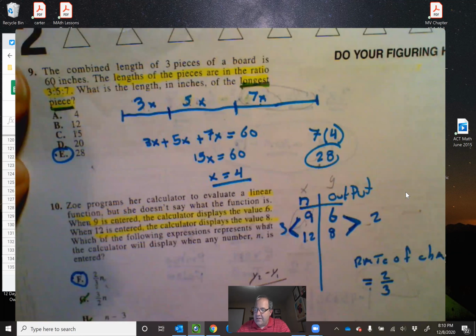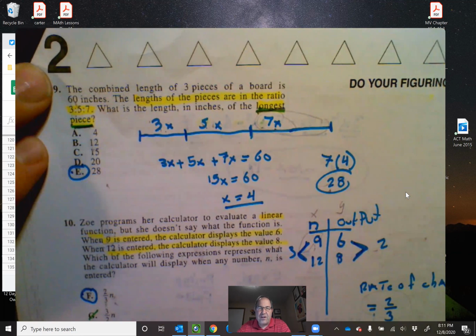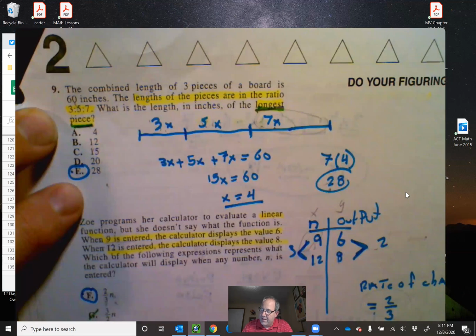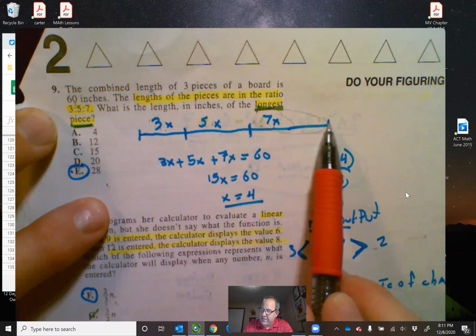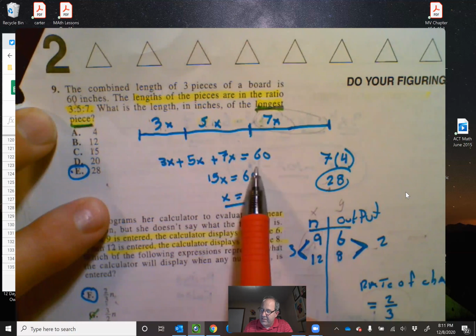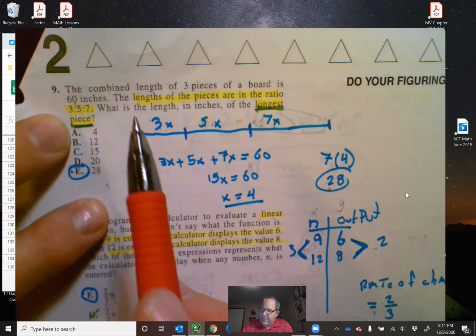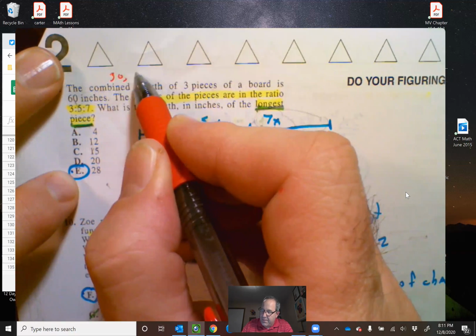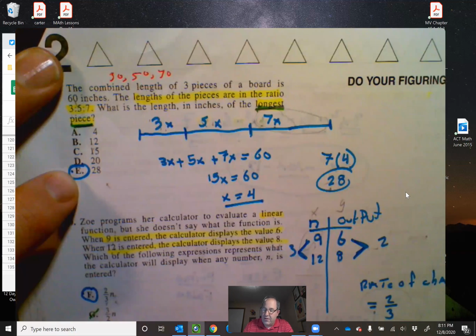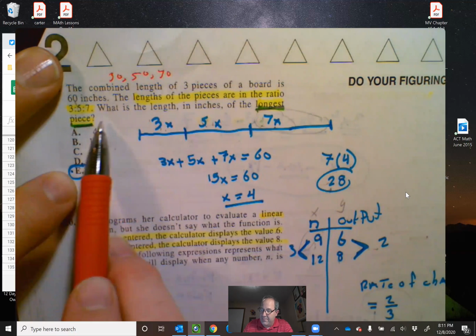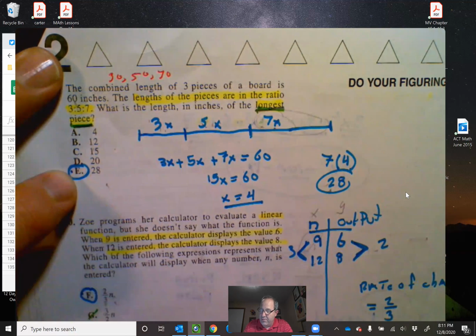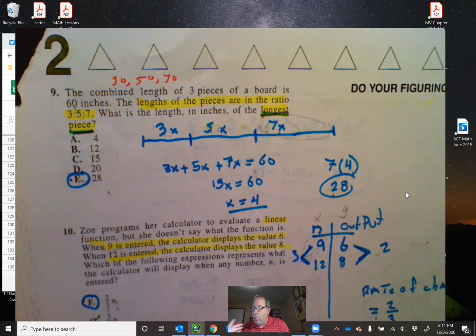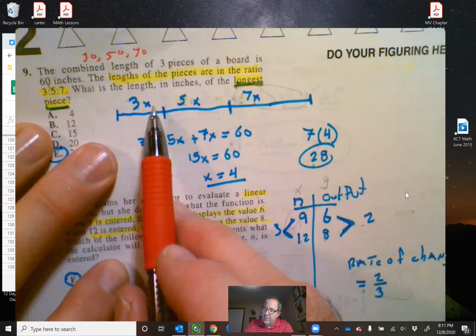Number 9 is a ratio question, right? We're told these pieces are in a ratio of 3 to 5 to 7. So I kind of drew a line segment and said the length of that line segment is 60. Now I'm not sure what the ratio is. Like I could start guessing and say, well, we could have 30, 50, and 70, but those definitely don't add up to be 60, do they? They're way too big. And so you could guess and check some answers, which is fine. Or do it like this.